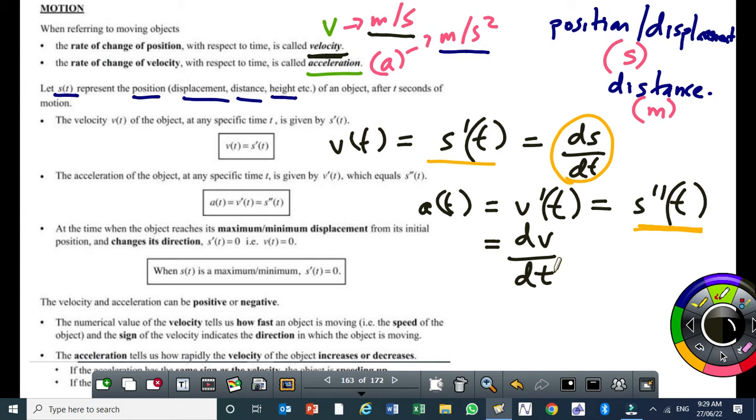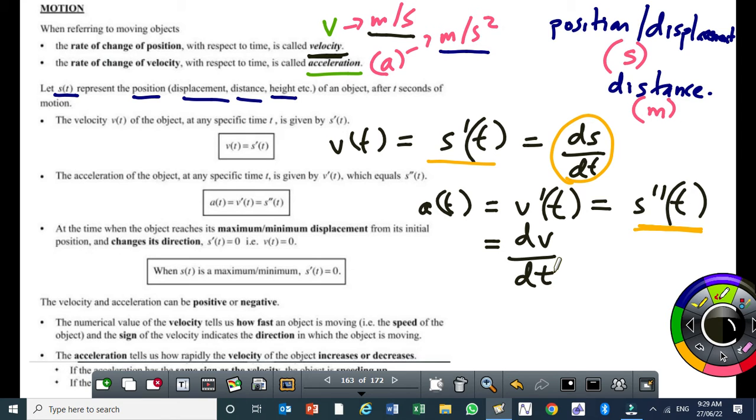Are you following that? So we have a(t), that's acceleration. It's also equal to the first derivative of the velocity function. It's also equal to the second derivative of a displacement function. It's also the same as dv over dt.